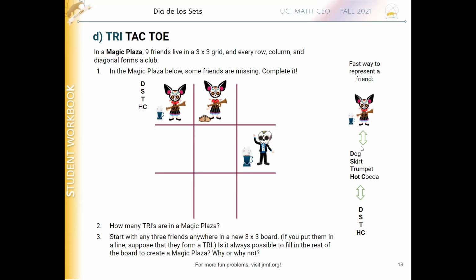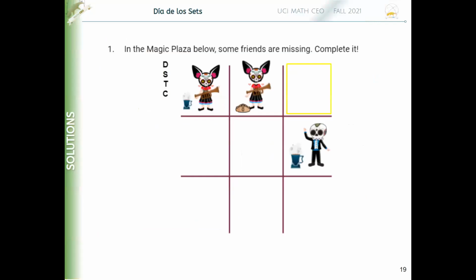Okay, so first we will just code information with words. So dog, skirt, trumpet, and then cocoa or hot cocoa, just to denote a given friend. Okay, we're gonna start with this. So we're gonna look at the top right corner of our 3x3 board because we have a lot of information there, right? We're almost doing like a tic-tac-toe. And so we're gonna focus here.